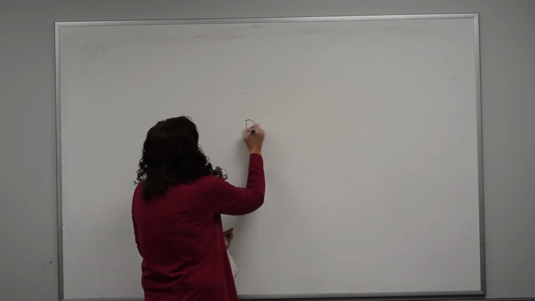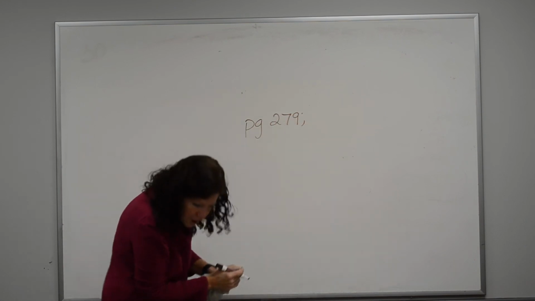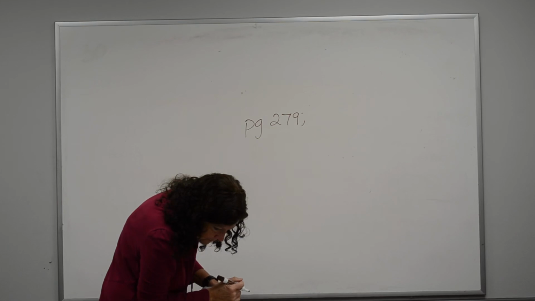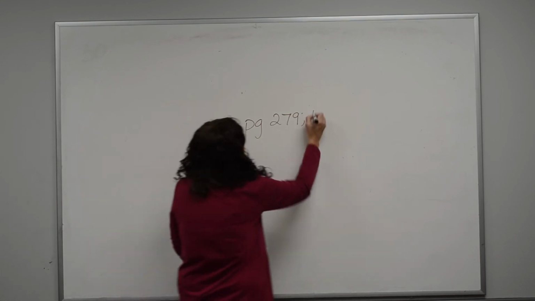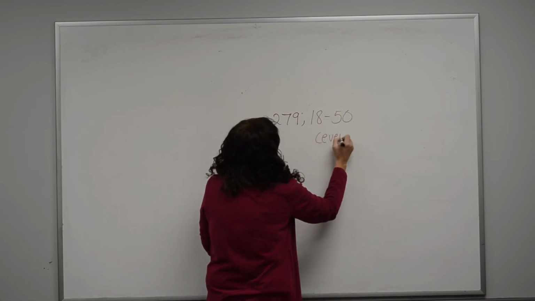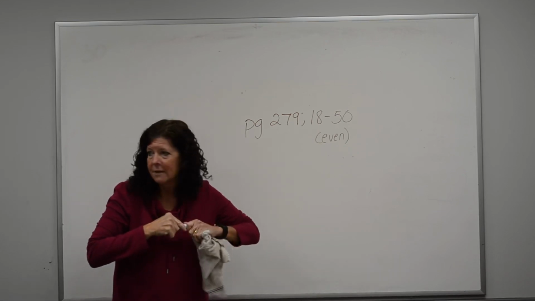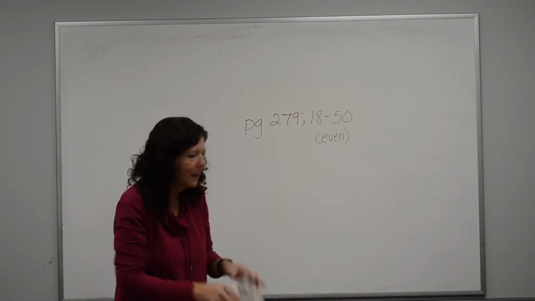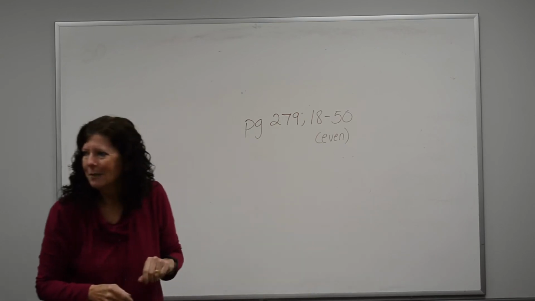So on page 279, I want you to do 18 through 50 even, okay? Now, you've got a couple days to do this because you're going to watch the election tonight, okay? But I would encourage you to do it before the election tonight, okay? All right.